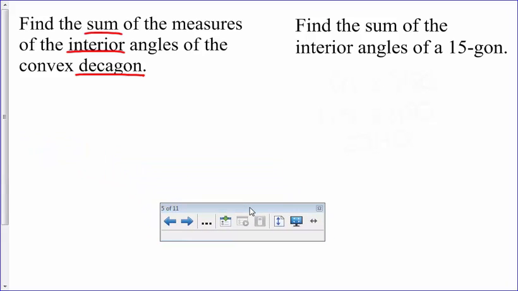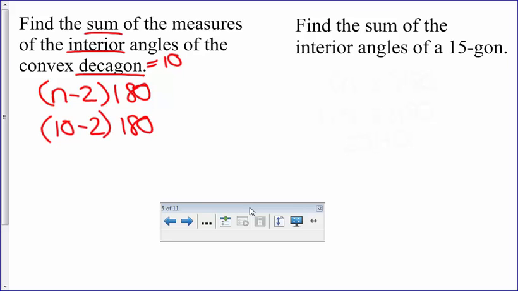The sum of the interior is the formula n minus 2 times 180. Well, our n, for a decagon, will be 10. So that's what we're plugging in for n. So 10 minus 2 times 180. Do what's in the parentheses first.